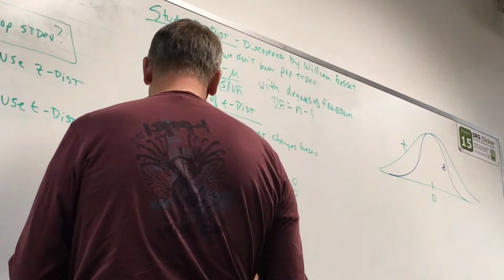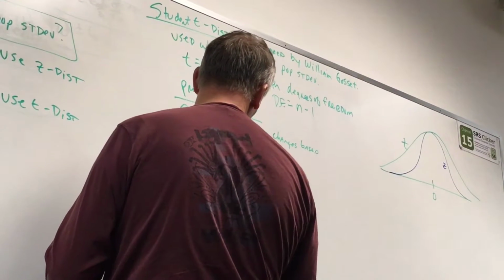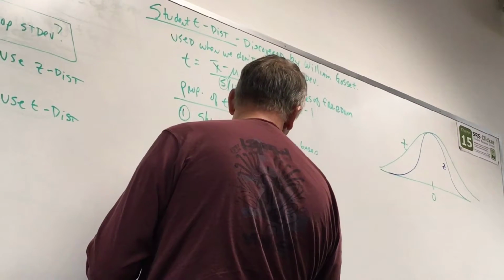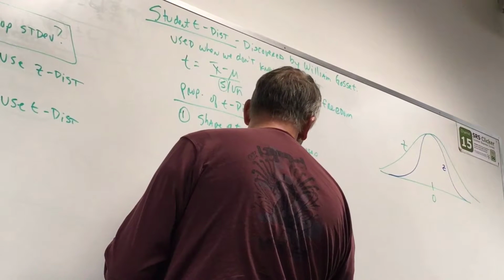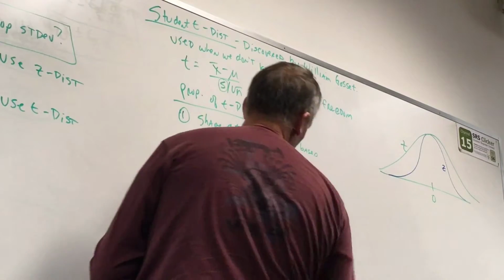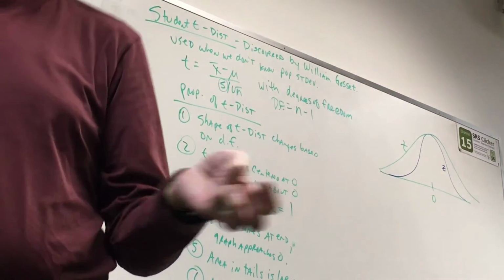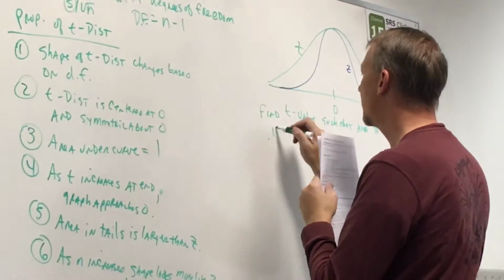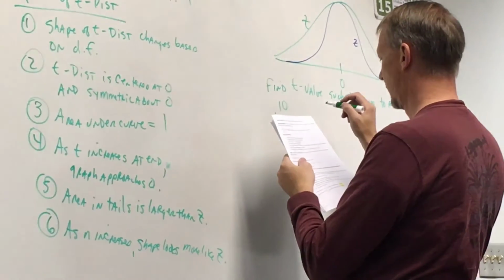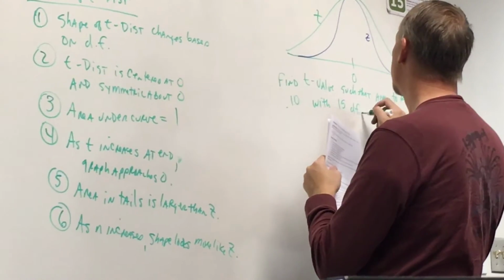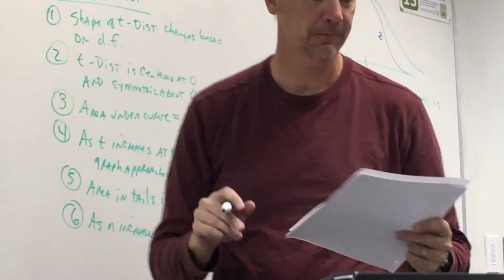Finally, number 6, as your n increases, the shape looks more like the z distribution. And in fact, when your n gets really big, they're almost indistinguishable. To the right is 0.10 with 15 degrees of freedom. Okay?